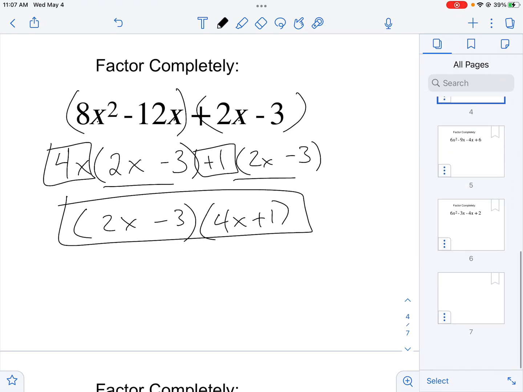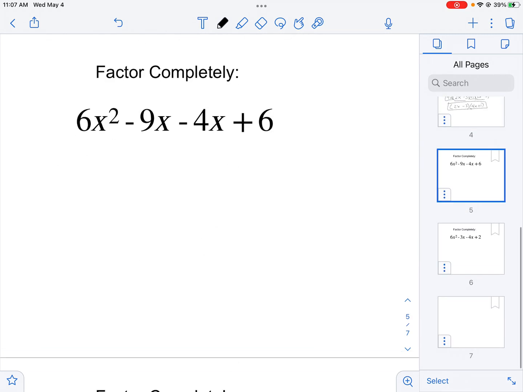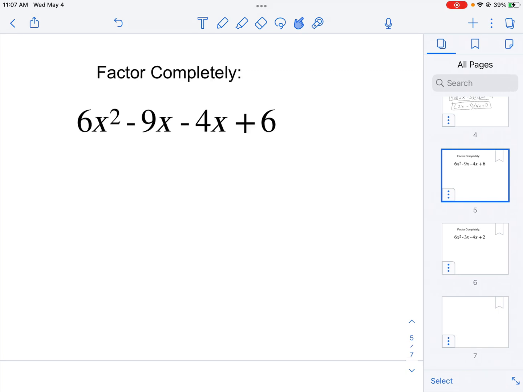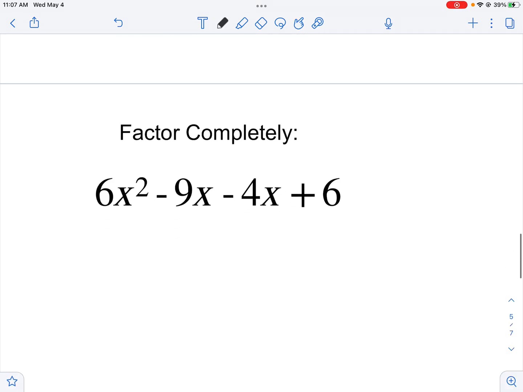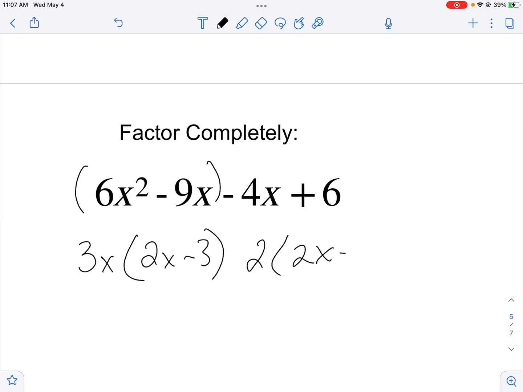Oh, we got a few more we could look at. How about you pause the video and try this one on your own? All right, let's give it a try. I look at the first 2. I can divide each of those by 3, and I can take out an x, leaving 2x minus 3. Here I can divide both of those by 2, leaving me with 2x plus 3. Negative.